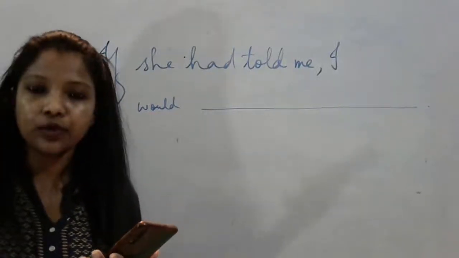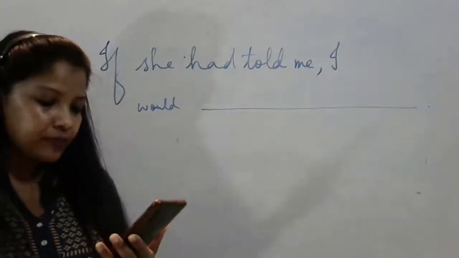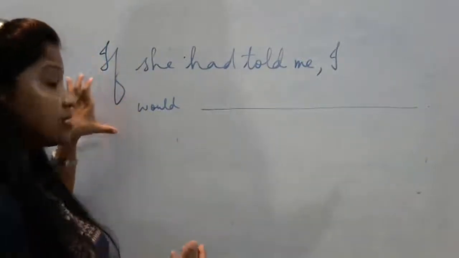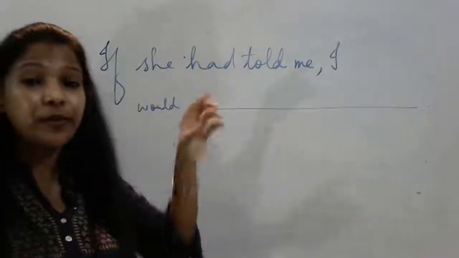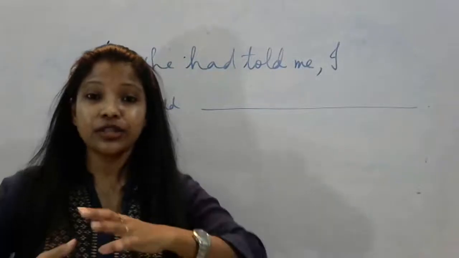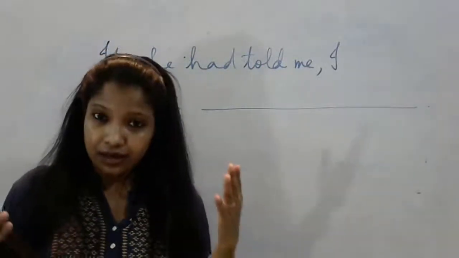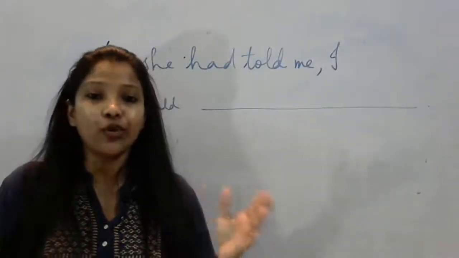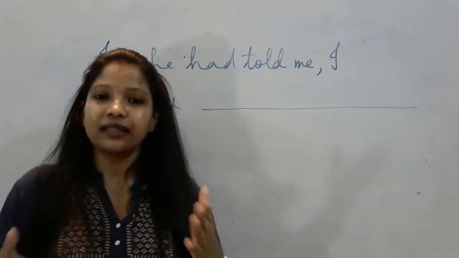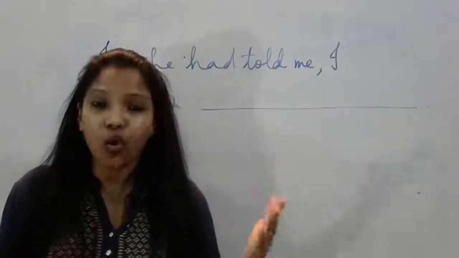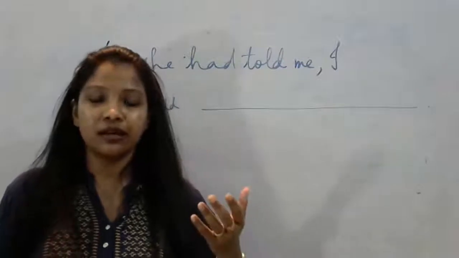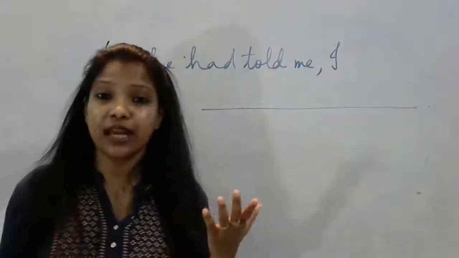So I hope you have understood the usage of this. That means what is the situation? If she had told me, what is the situation? She has not told you. The real situation is she has not told you anything. And that situation is already over and you are framing a sentence. अगर वो मुझे बोलती तो मैं उसे help करती.